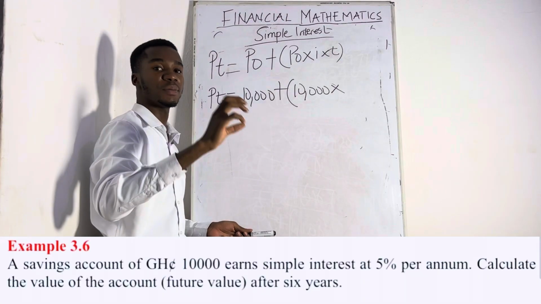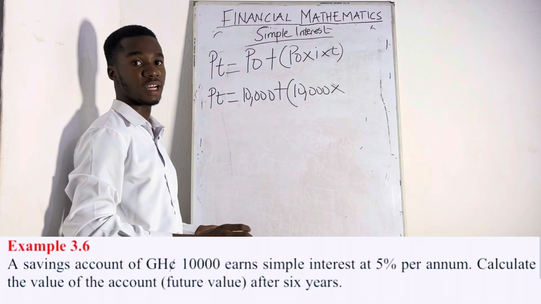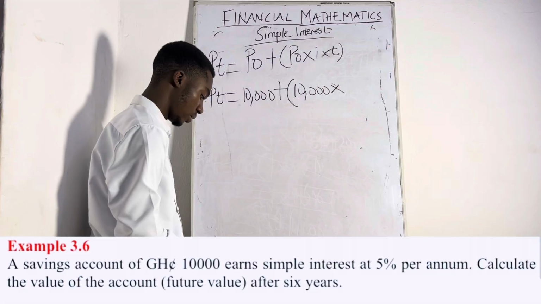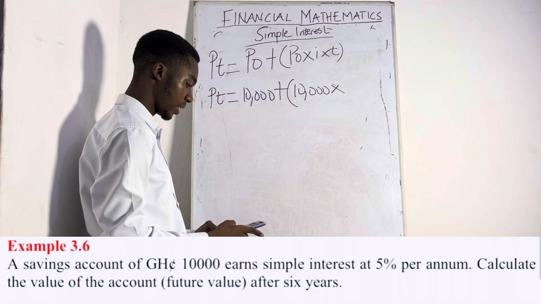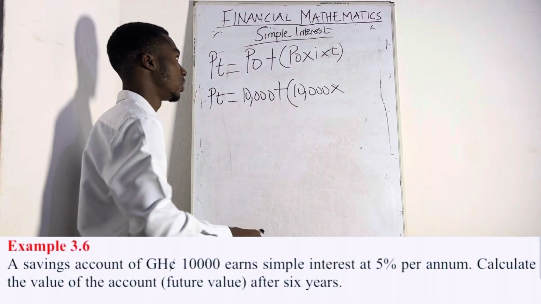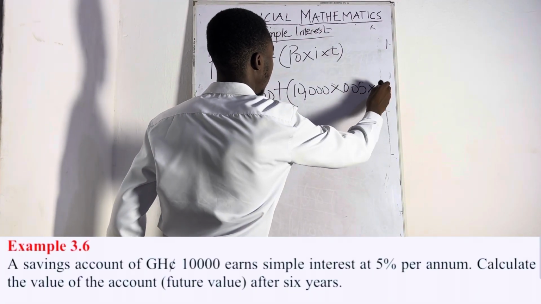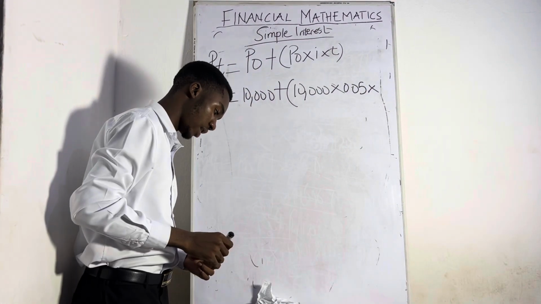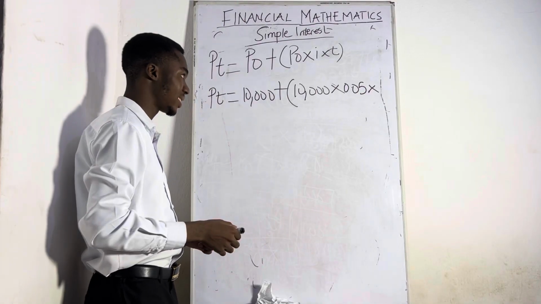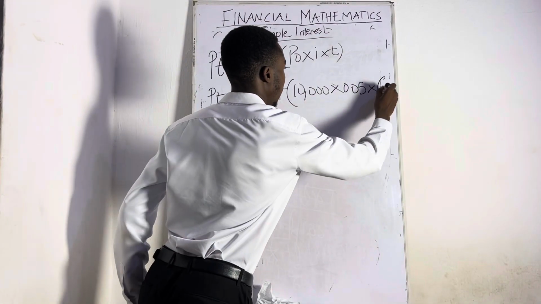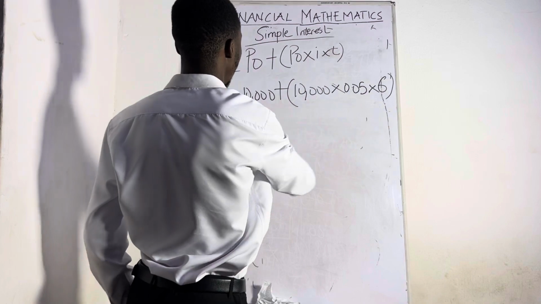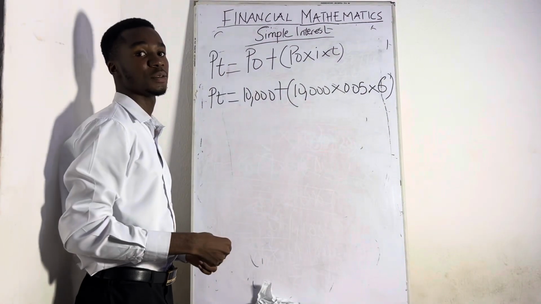And I said that anytime they give you the interest rate, you divide it by 100. So what is 5 over 100? So for 5 over 100, you are getting 0.05. So times 0.05 times the T. T is the number of years. So they said after 6 years, so our T is 6. So times 6. So you just punch this on the calculator, then we find our future value.